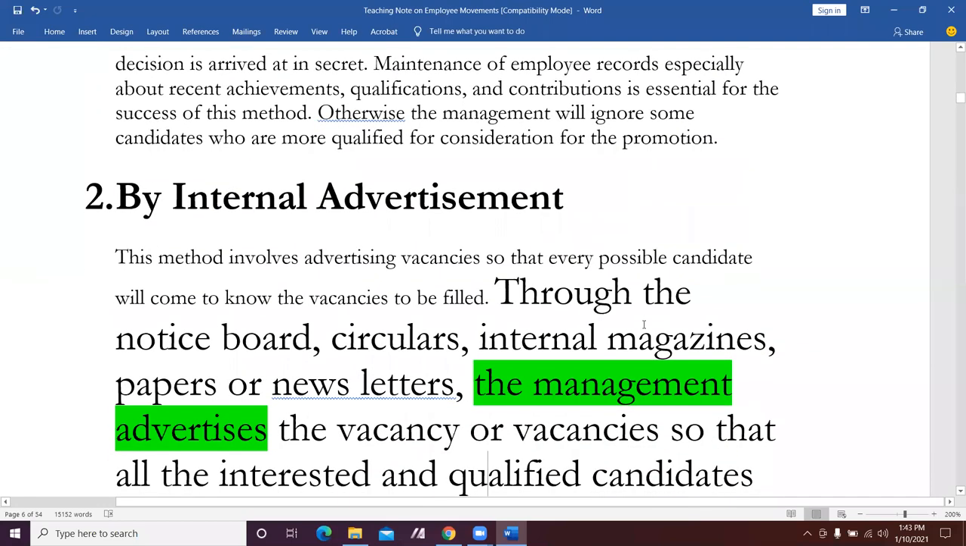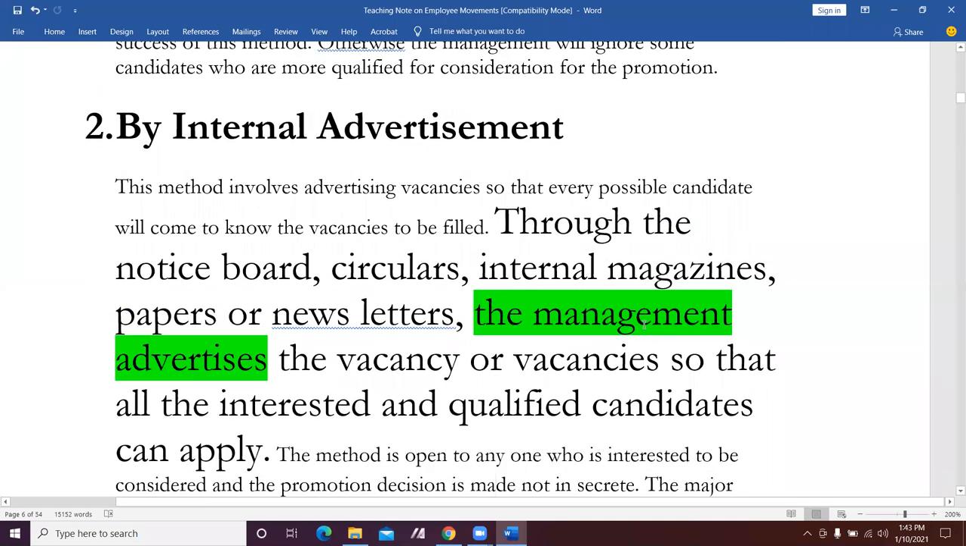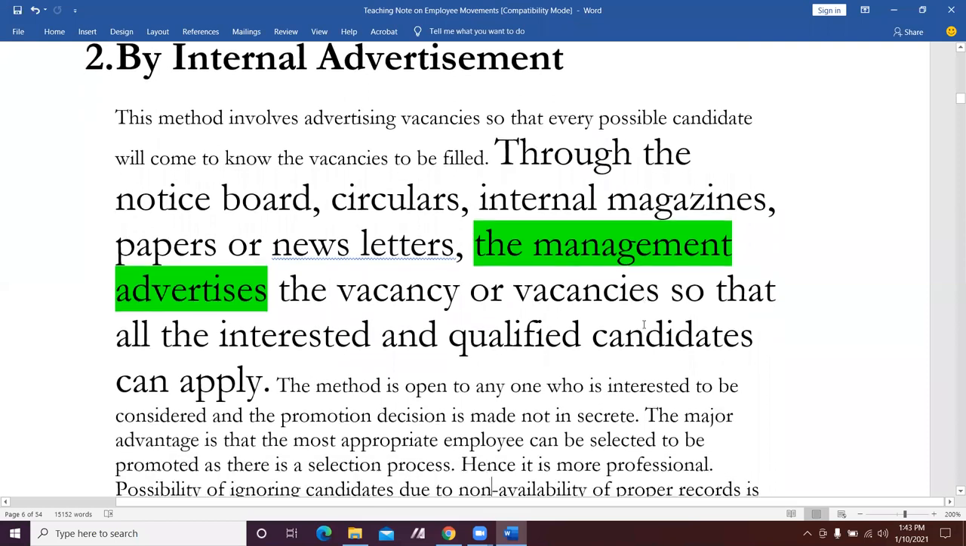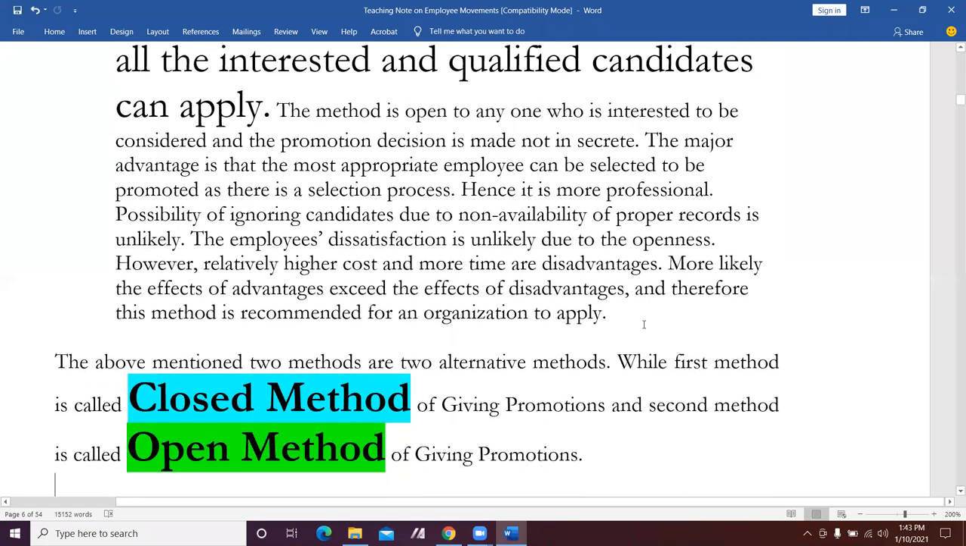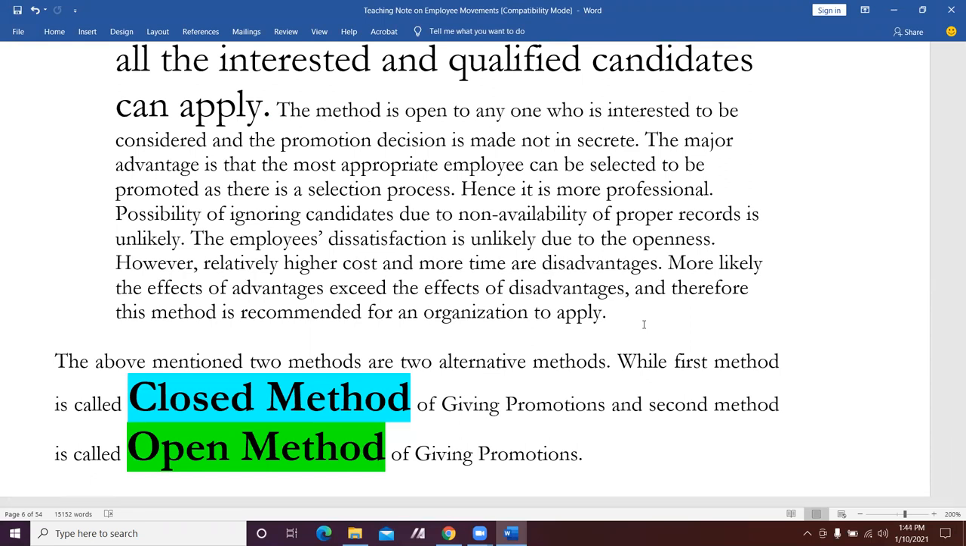Then the second way of promoting: internal advertisement. Through the notice board, circulars, internal magazines, papers or newsletters, the management advertises the vacancy so that all interested and qualified applicants will be able to apply. Those who are not interested in the promotion can decide not to apply. So this is called the open method. The first one is called the closed method.